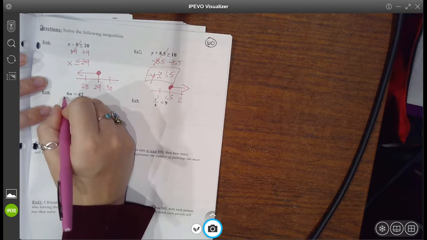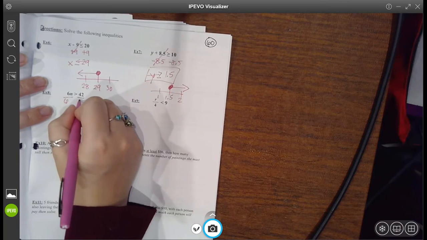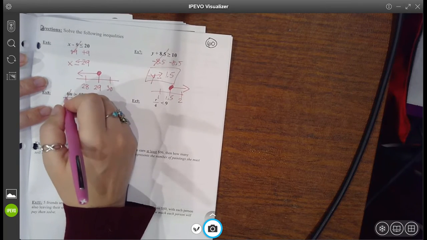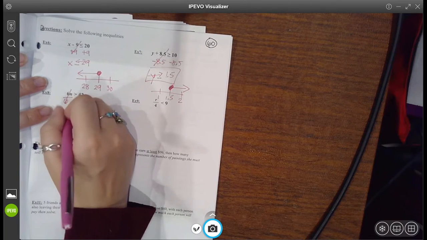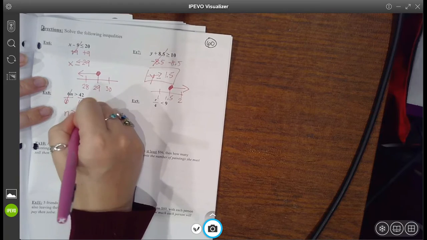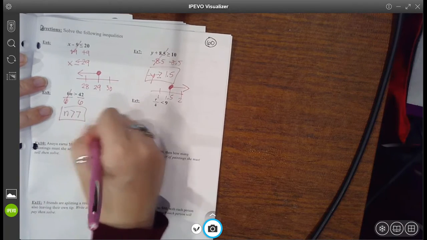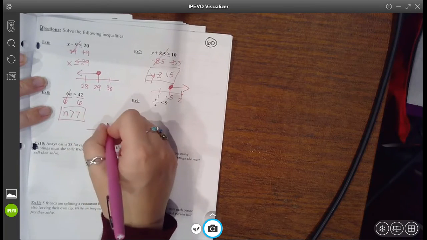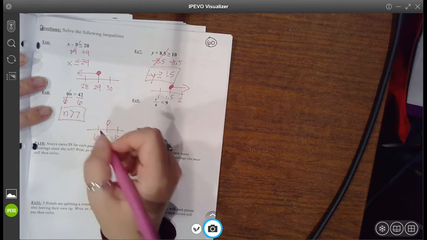Well, they're being multiplied, and the inverse of multiplying is to divide. Whatever you do to one side, you do to the other. Now those cancel. 6 divided by 6 is 1, and 1 times n is n. Bring down your inequality. 42 divided by 6 is 7. And if I were to graph this, 7 in the middle, is it open or closed? It's open, because it's not including that point.